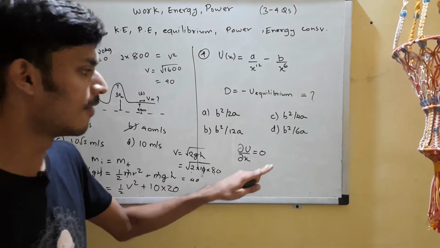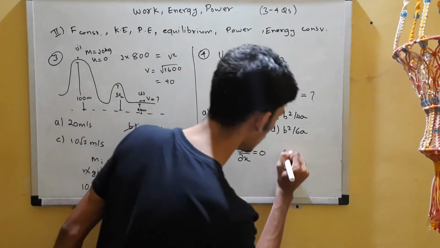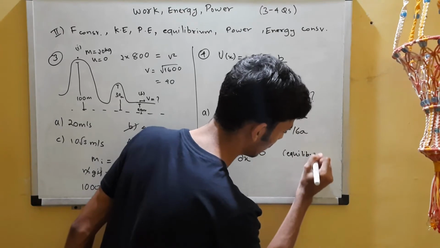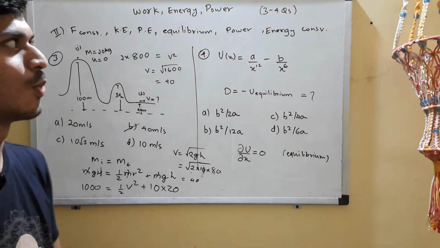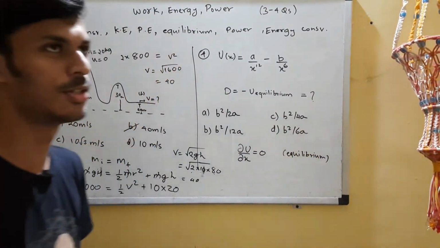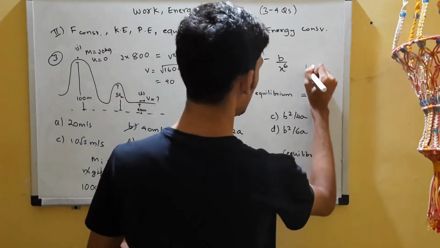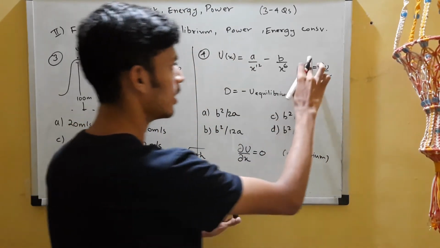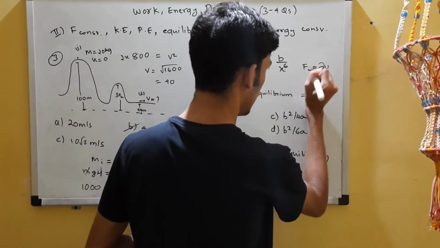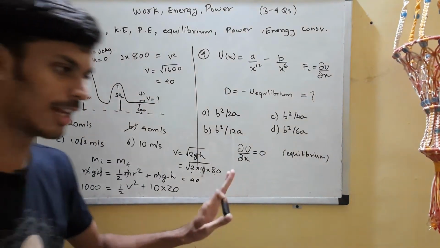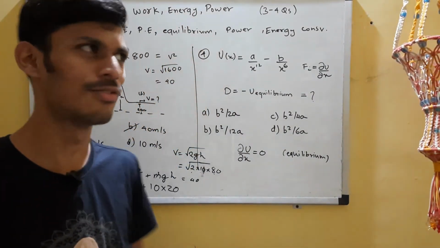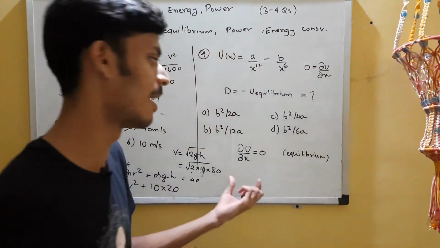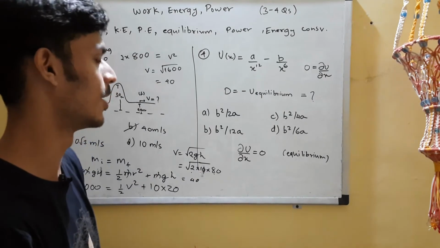Here in this case will be 0. Okay, this is the condition for equilibrium. If you can remember it from question 2, somewhere we discussed that the force is del u by del x, right? And the conservative force is del u by del x. And I told you that equilibrium is a condition where the net force is 0, so this essentially becomes 0, right? So that is what I'm saying is the condition for equilibrium.